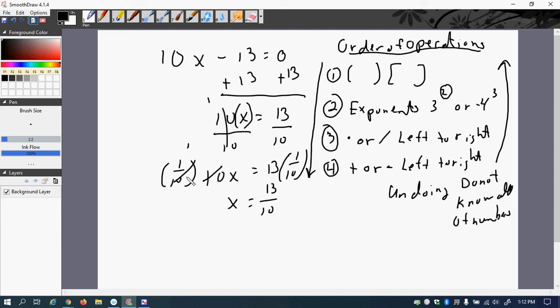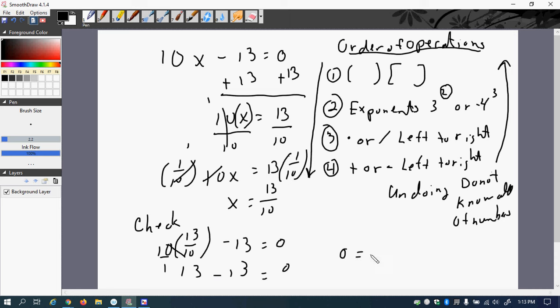Now I can also check it to see if my answer is correct, because I think maybe I did too many steps and I might have made a mistake. So I can do a check. I put 10 times x, and I solved x to be 13 tenths. So 10 times 13 tenths minus 13 equal to 0. Well, 10 times 13 tenths, that cancels because 10 is over 1, gives me 13 minus 13. And so now I get 0 equal to 0. And since both sides are the same, it's correct, which means my answer is correct. Okay? So that's basically how you solve some of the problems algebraically for linear equations.